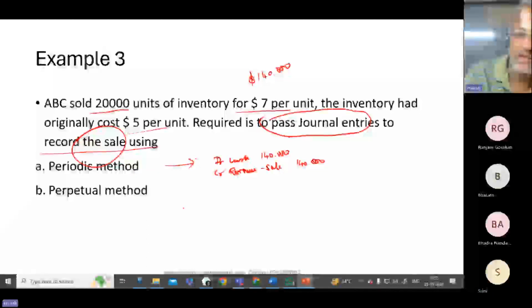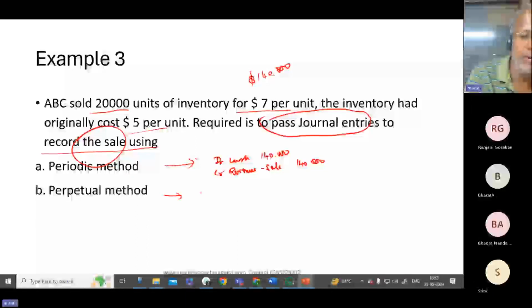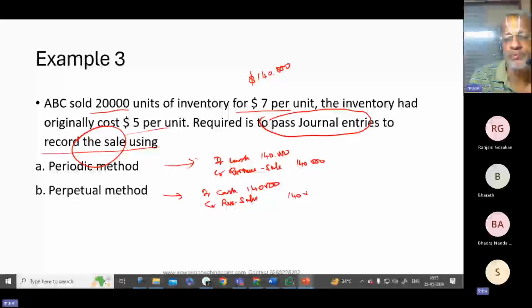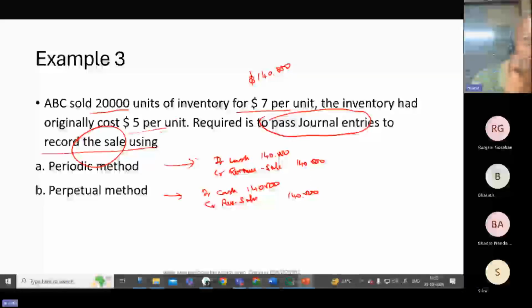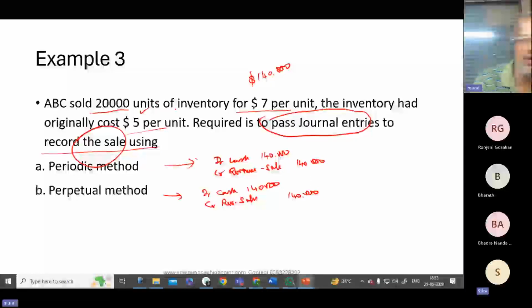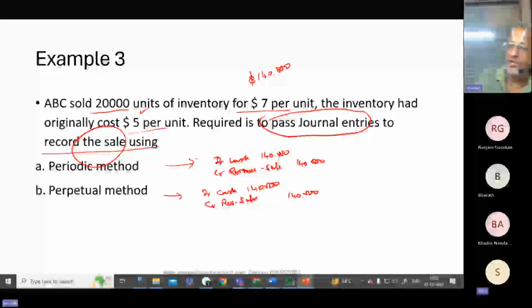So now let me just tell you what is the entry that we will be passing. Debit cash 140, credit revenue sale 140, and we will not stop here. You got to be very careful. That is the reason why they are giving you original cost and all that. So here is a place where you need to know what journal entry you need to pass.